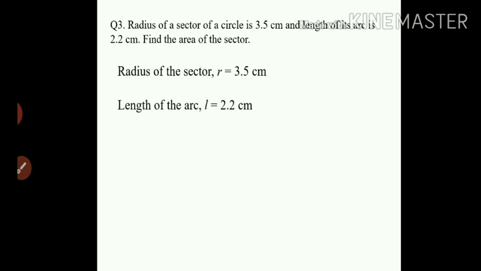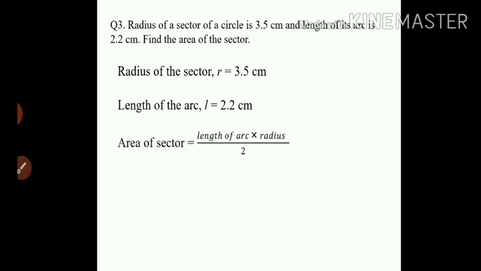Now we'll move on to question number 3. Again it is very simple. See, radius of a sector of a circle is 3.5 centimeter. Means r is given 3.5. The length of arc is given 2.2. Now here see, length of arc is given. You have to find the area of sector. Now when radius is given, length of arc is given, so that time first you write what is given, radius that is r is 3.5, length of arc that is l is 2.2. Now you have to find the area of sector.